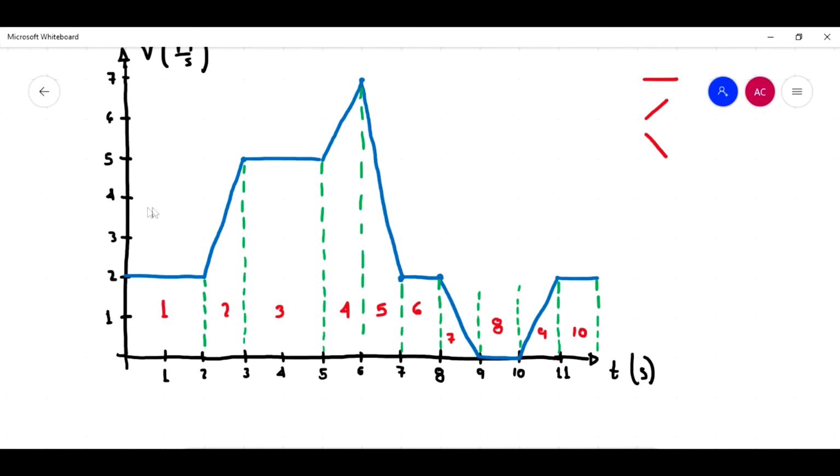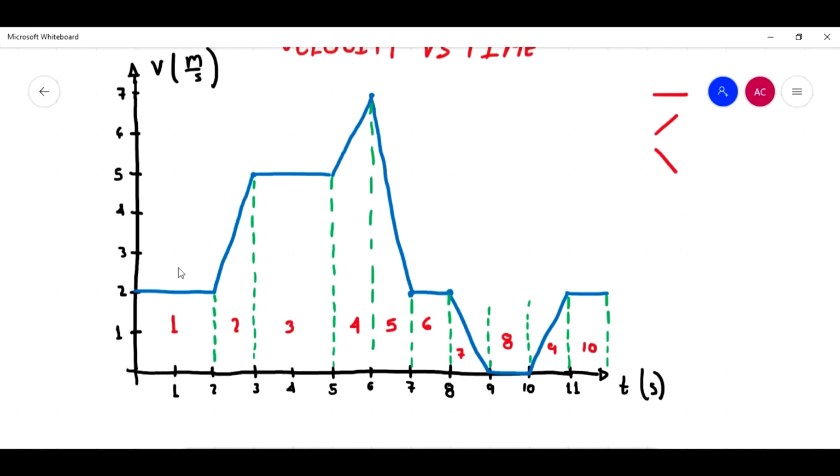The motion begins here at 0 seconds. Let's say that this is an object, let's say a car. At 0 seconds, the car is moving at 2 meters per second and then increases its velocity up to 5 meters per second, and then it's going to remain there for 2 seconds. Then it immediately decreases velocity down to 2 meters per second, and is going to remain there for 1 second, and then decreases the velocity to 0 meters per second.